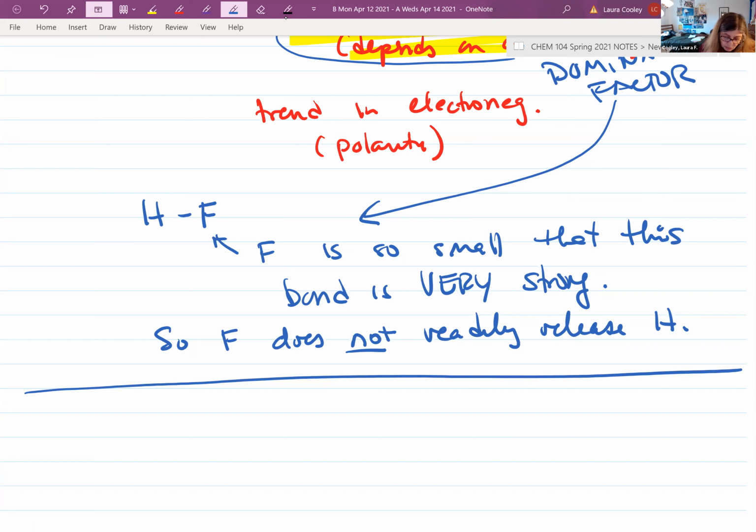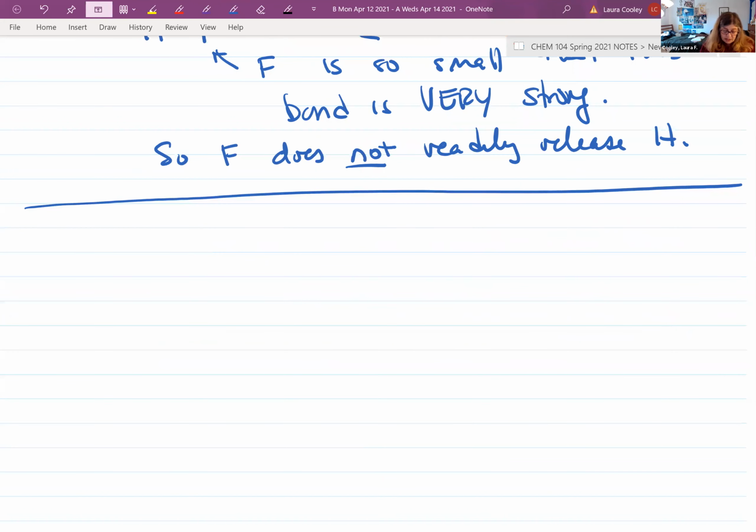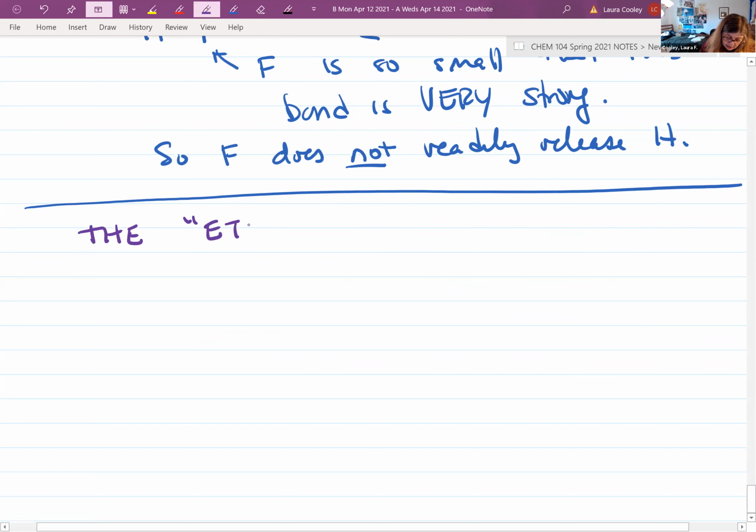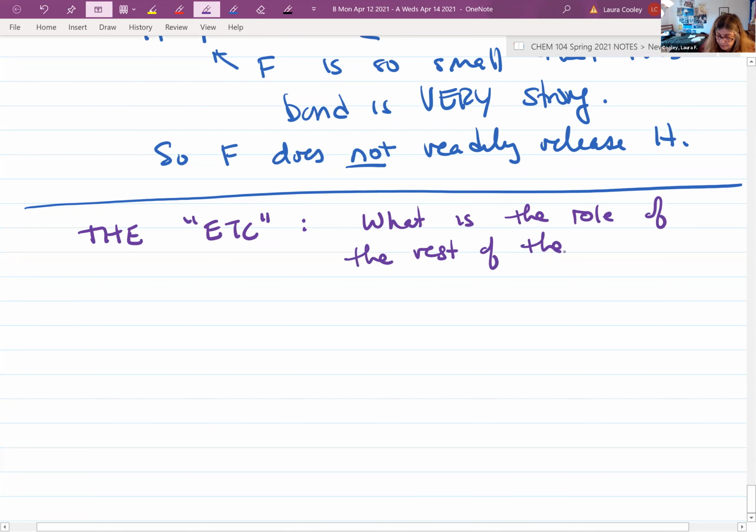All right, so what else is there to tell you about acid strength? Most of what I want to tell you is about the etc. So what is the role of the rest of the molecule in determining the strength of an acid?